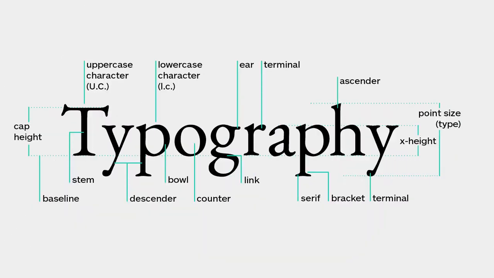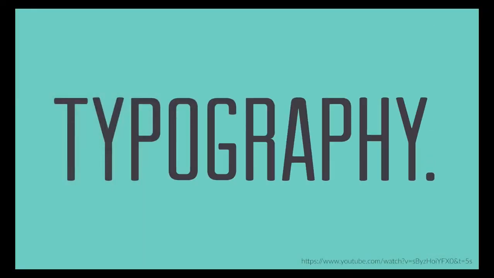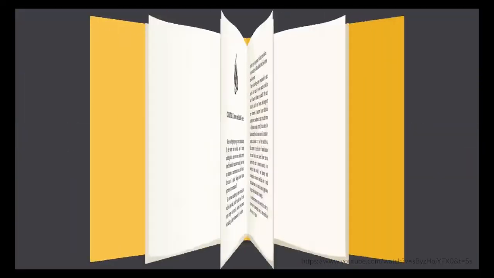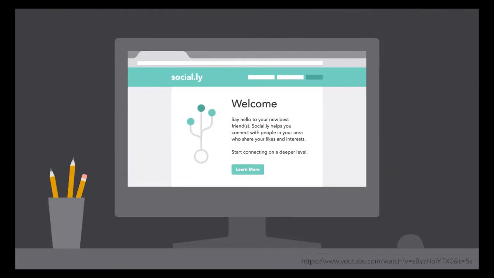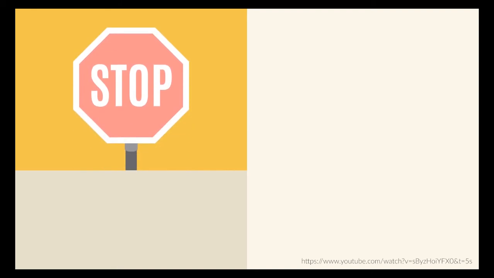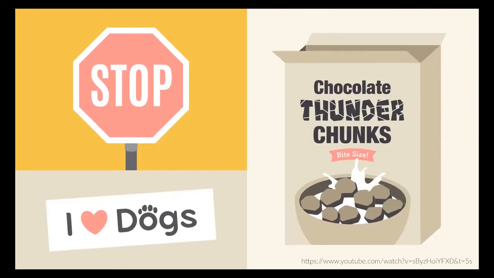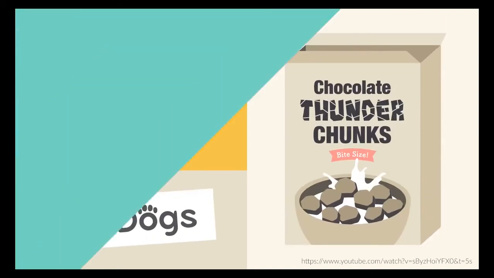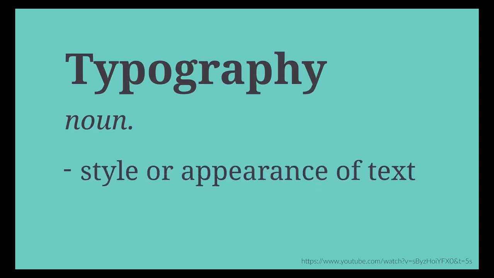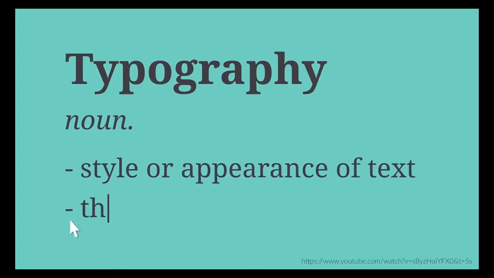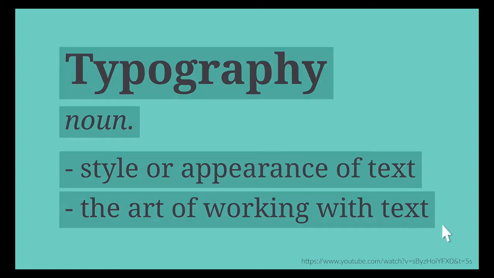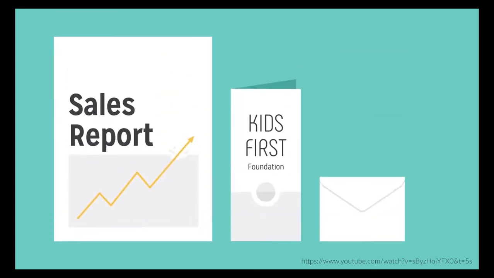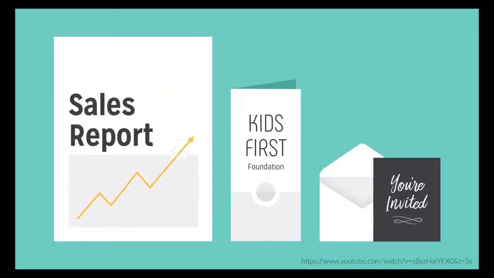Now let's look at typography. Typography. It's everywhere we look. In the books we read, on the websites we visit, even in everyday life, on street signs, bumper stickers, and product packaging. Simply put, typography is the style or appearance of text. It can also refer to the art of working with text, something you probably do all the time if you create documents or other projects for work, school, or yourself.